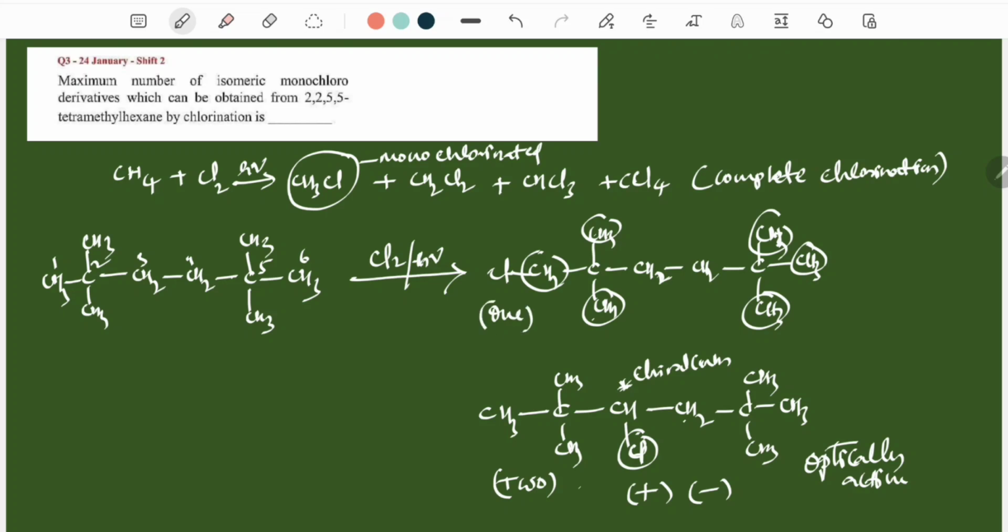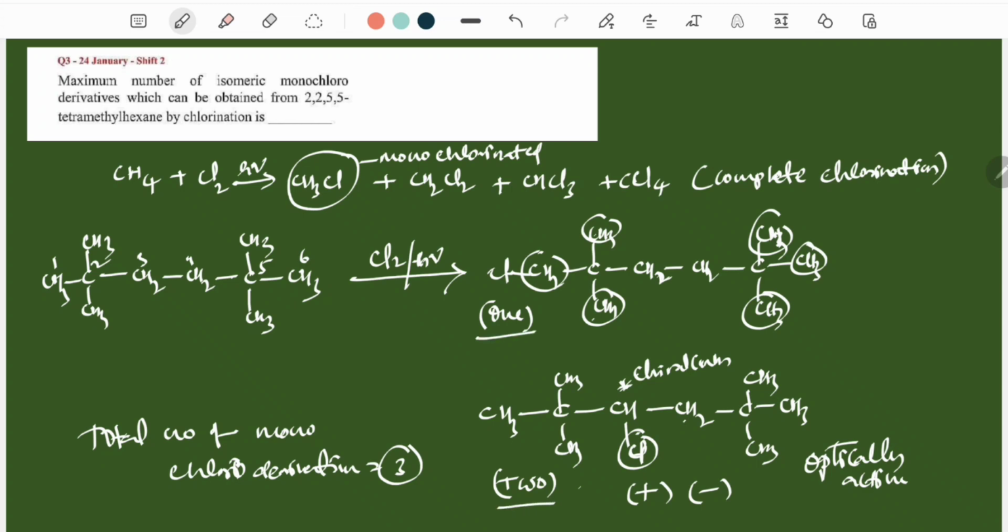The total number of monochloro derivatives are 3. It is 2. It is 1. The possible is 3. The answer is 3.